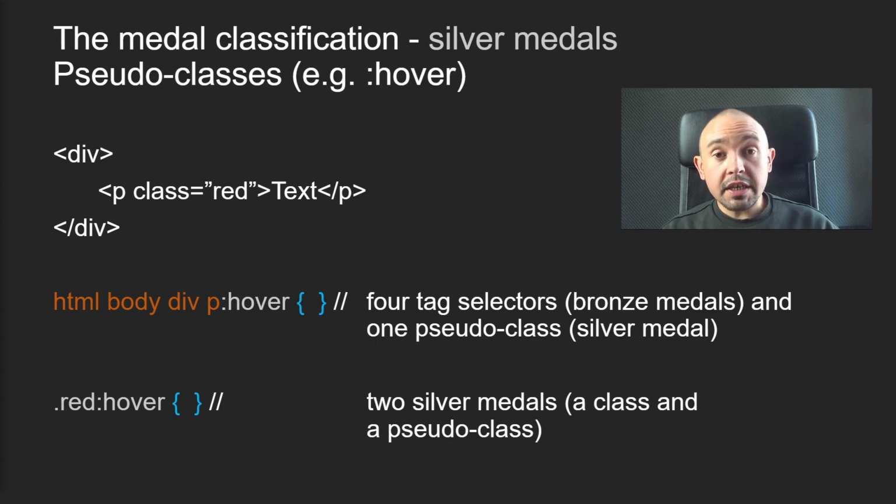On this slide, we can see 2 CSS rules. The first rule has 4 bronze medals provided by the tags, and 1 silver medal provided by the pseudo class hover. The second rule, on the other hand, has 2 silver medals, one for the class of red, the other for the pseudo class of hover. 2 silver medals are more important than 1 silver medal. When silver medals are involved, bronze medals do not count at all, no matter how many there are.